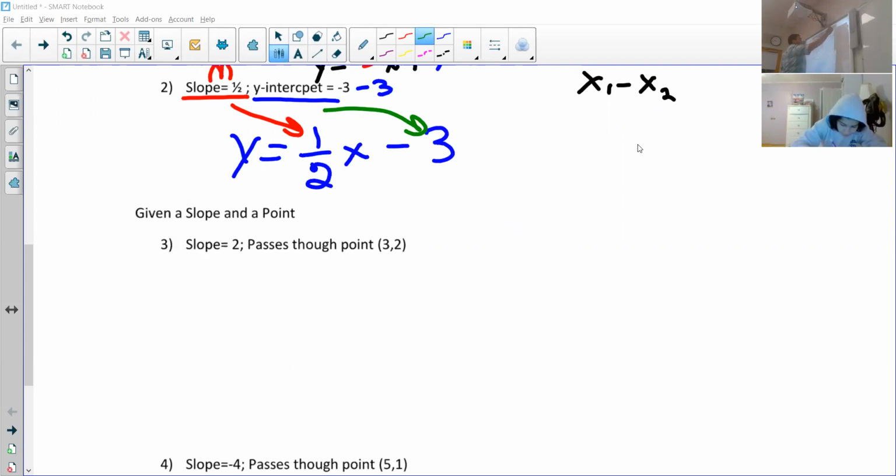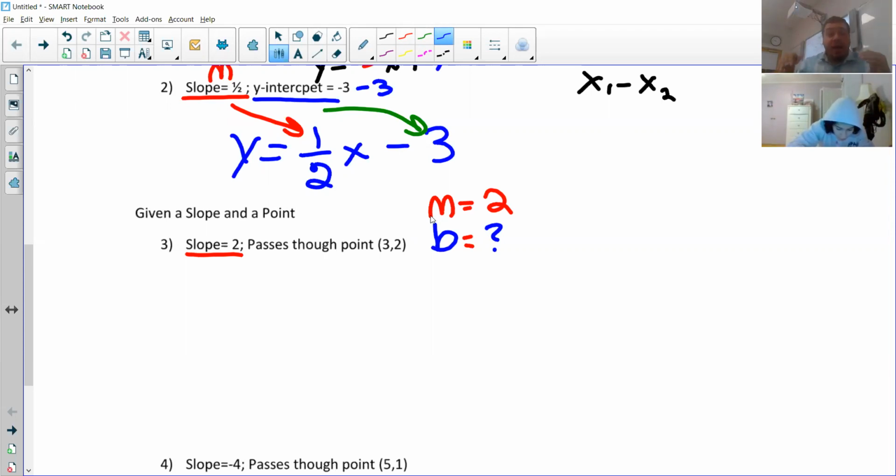So number 3, what we're going to do is do the slope of 2 and passes through (3, 2). Notice I need 2 things to make the y equals mx plus b. I need an m and I need a b. So my m in this case is my slope, which is 2. Boom, I got it. My b, though, there's nothing that tells me the y-intercept. Because there's nothing that tells me the y-intercept, I'm going to have to find the y-intercept.